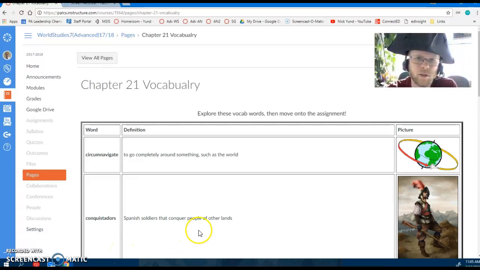Here's our vocab, and I have my exploring hat on. Alright, take a look at the vocab here. We'll go over it together and then move on to the assignment, and we'll go over that briefly.